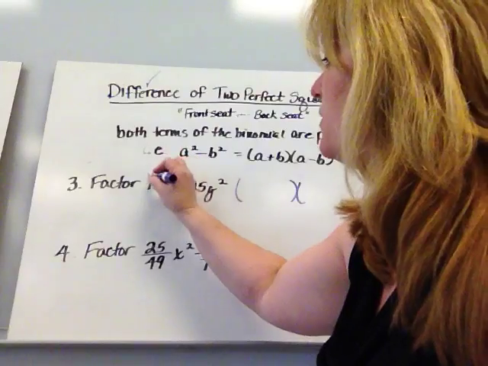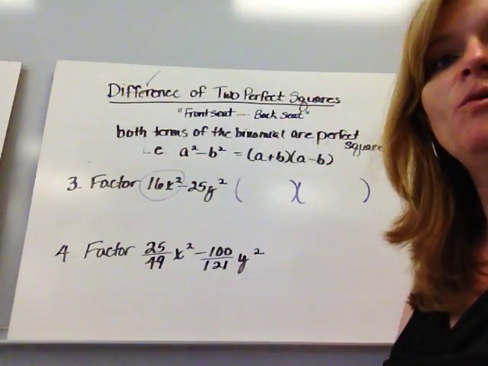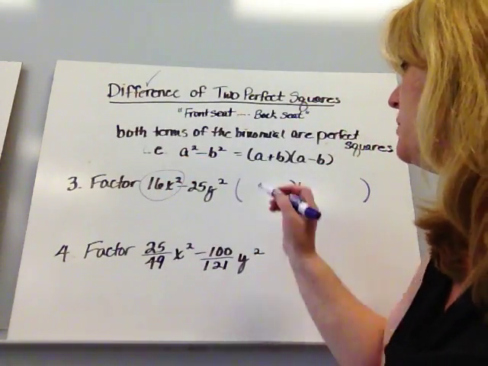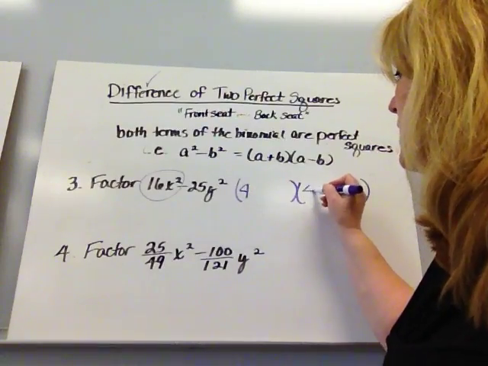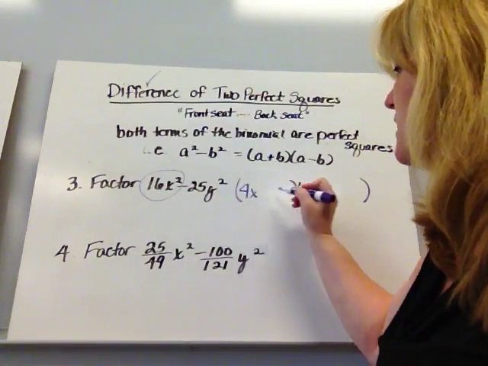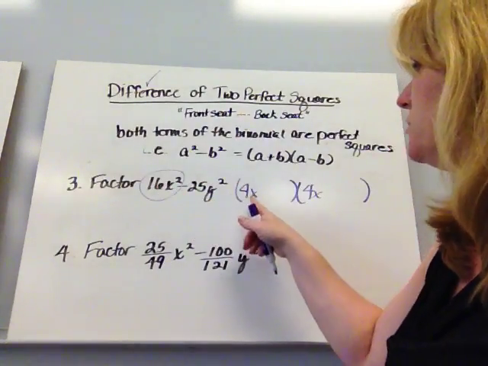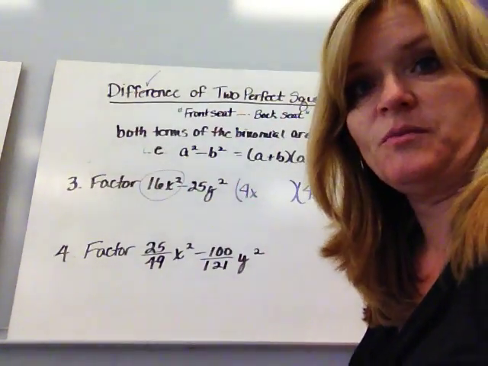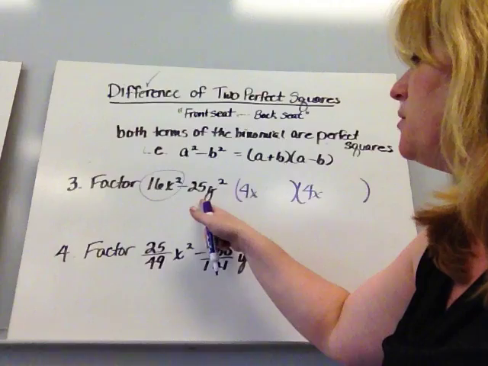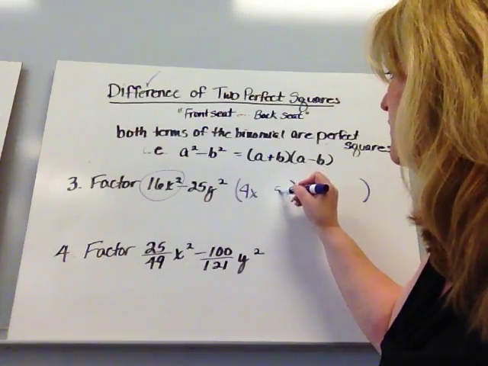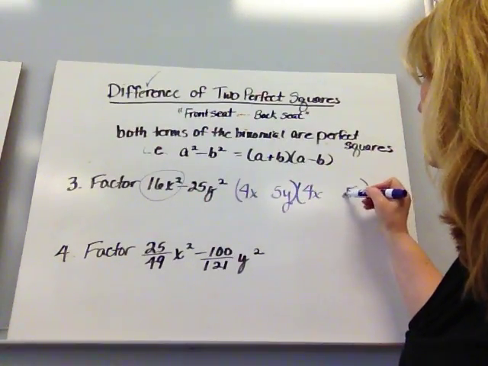Look at your first term right here. How did I get 16x squared? Well, if I take the square root of that, it's going to be 4 and 4, and x squared is x and x. So that first term came from 4x times 4x, and it's a perfect square. The same goes for the 25y squared. I can put a 5y here and a 5y here.